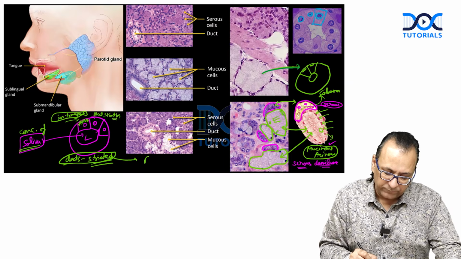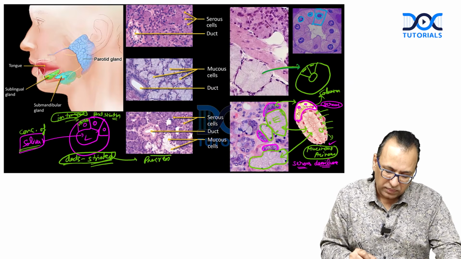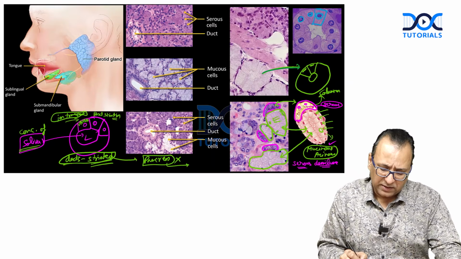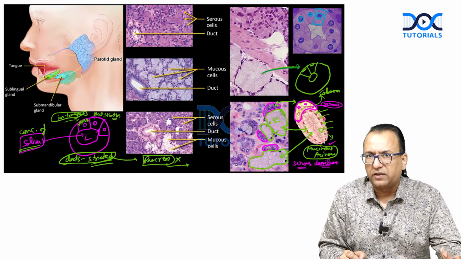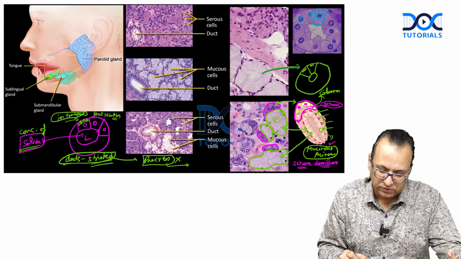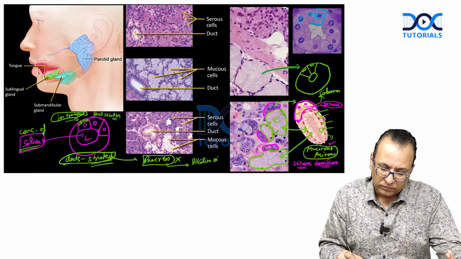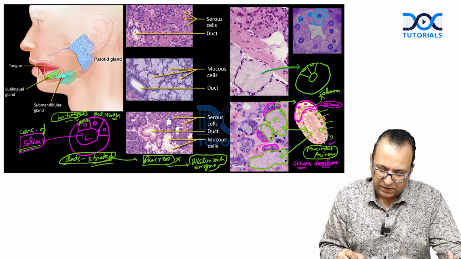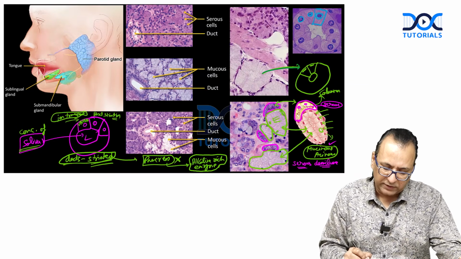Compare it with the pancreas. Pancreas does not have striated ducts, because in the pancreas the ducts do not have to concentrate the secretion. They are just carrying the secretion. Like in the pancreas you have bicarbonate, alkaline rich enzymatic secretions. You don't have to actually concentrate anything. So pancreatic ducts are not striated.